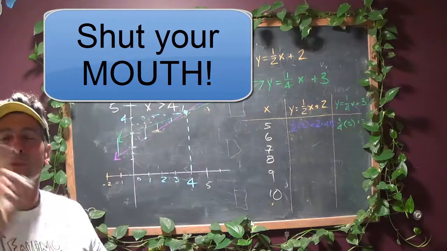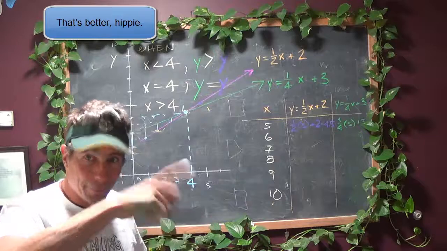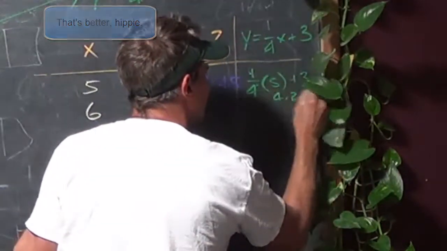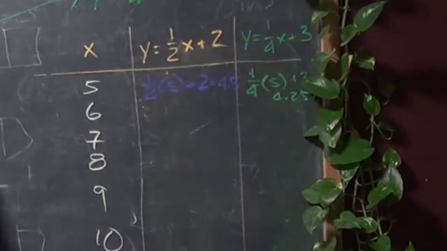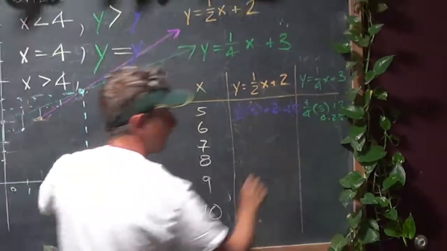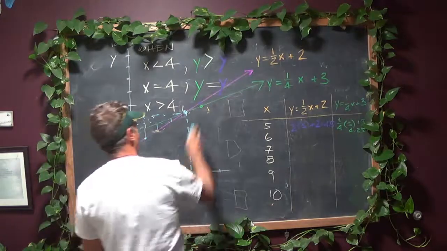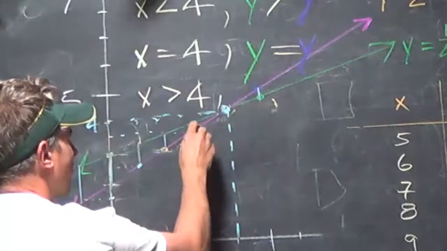1/4 of 5 is 1 1/4. 5/4, 1 1/4. So 1.25 plus 3 is 4.25. Now, notice what just happened. 4.25 is 1/4 less than 4.5. We're going to come back to that. It's 1/4 less. That little vertical distance is 1/4. Remember where else it was 1/4?